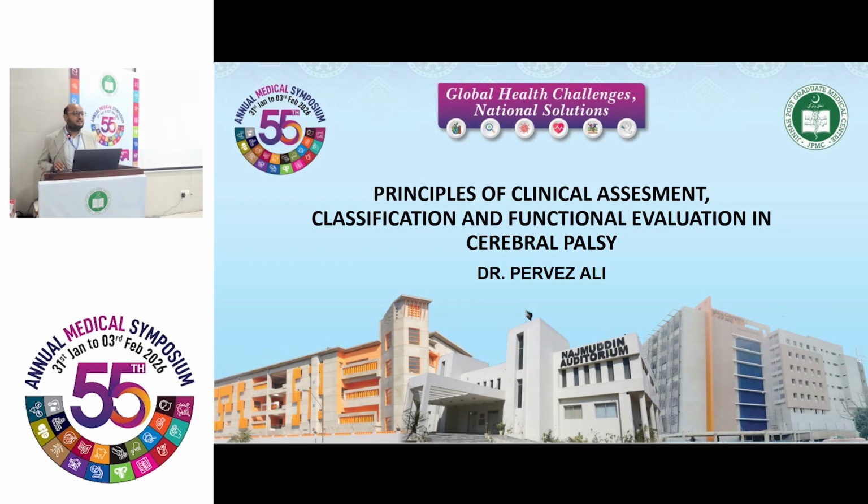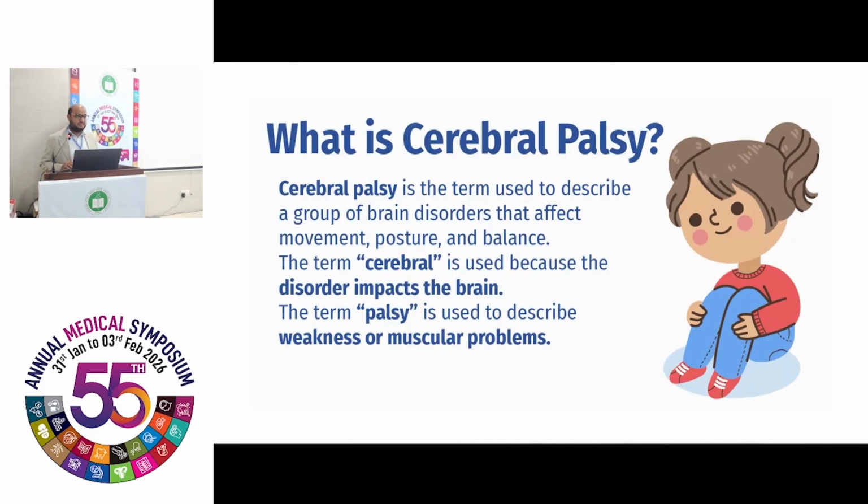What is cerebral palsy? Basically, we divide it in two parts: cerebral and palsy. Cerebral means it's a problem in the brain. Palsy means it is an associated problem in the neuromuscular system, especially muscle weakness or spasticity. So it is basically a group of disorders, not a single problem. It's a problem in the brain associated with neuromuscular problems.